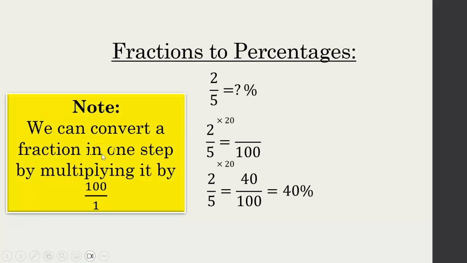You convert a fraction in one step by multiplying it by 100 over 1. So if I had 2/5, if I just multiply it by 100, I'll get my percentage value. So what's 2/5 multiplied by 100 over 1? Well, that'll be 200 over 5. 200 over 5 is just 40, so that'll be 40%. So nice little trick. If you ever want to just convert 2/5, you're just saying multiply it by 100, and that'll give you your percentage value. It works for all fractions. If you want to get a percentage, multiply it by 100.